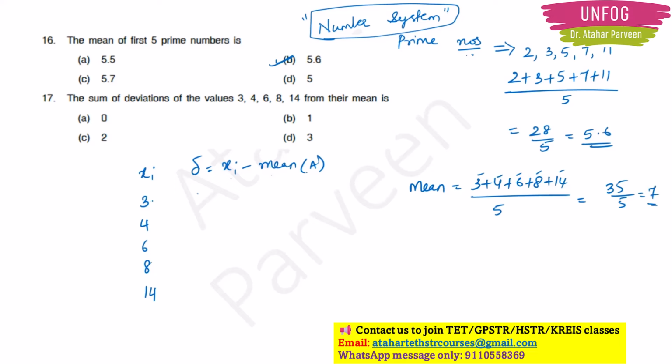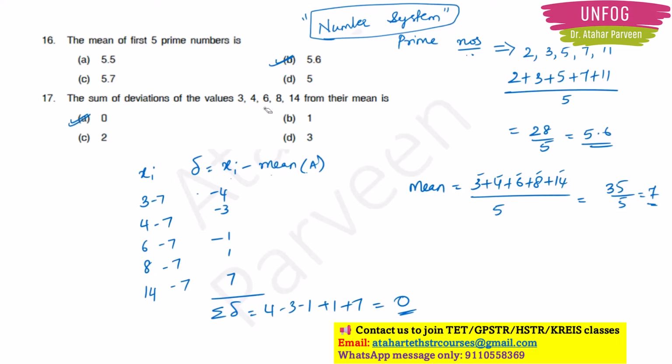Now every time I have to subtract 7. Then I will get this deviation d, correct? So it will be minus 4, minus 3, minus 1, 1, then 7, correct? Now you find the summation of d. So this will be equal to minus 4 minus 3 minus 1 plus 1 plus 7. This will give us 0. So the right answer is option A, 0.